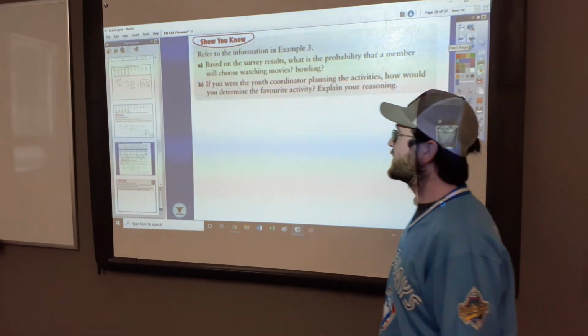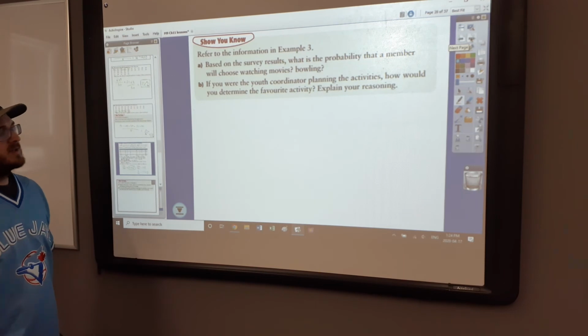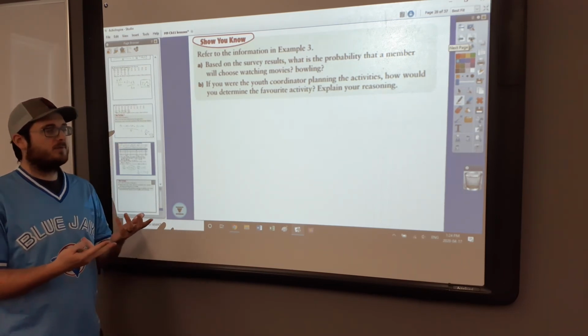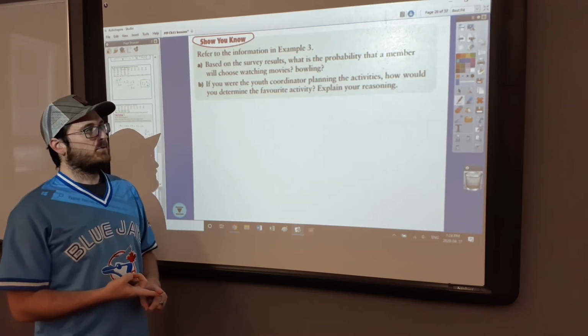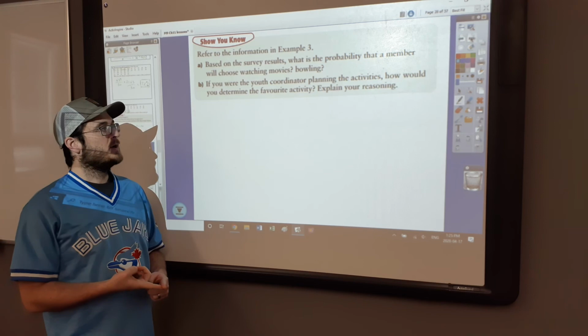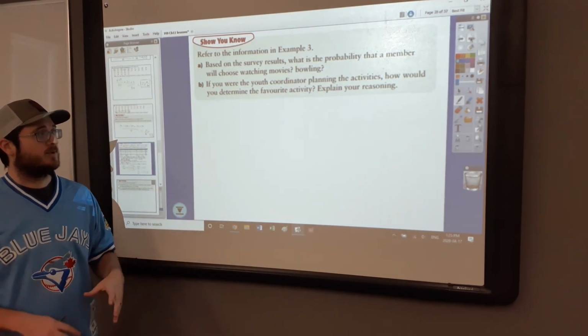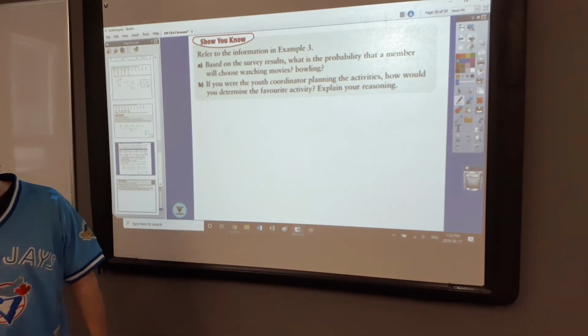Okay, that's A. If you were the youth coordinator planning the activities, how would you determine the favorite activity? In other words, would you use theoretical or experimental? And typically if you had the choice, you're probably not going to choose an activity that no one likes to do, right? That's not going to be very fun for everyone, so you might choose watching movies. However, I wouldn't even have that as an option. I would go do something fun, go do some moving around. You can watch movies on your own.